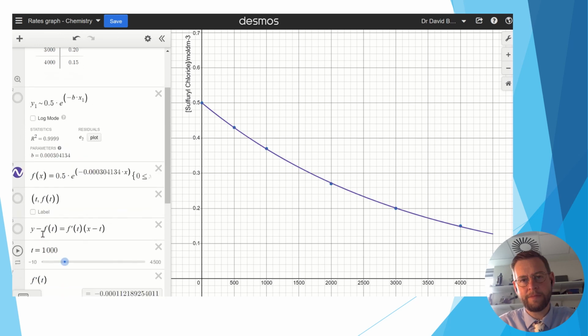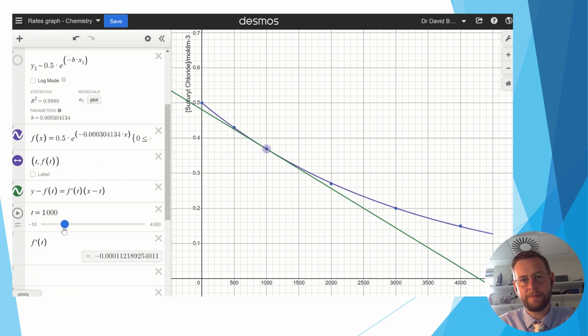Now, what we're going to do is identify a point just like this, and I want to see what the gradient is at that point. So what we draw is a tangent at that point. And the cool thing about this is if you type this into Desmos, you'll be able to move the point where you are measuring so that you can work out what the gradient of the tangent is at any point you particularly like.